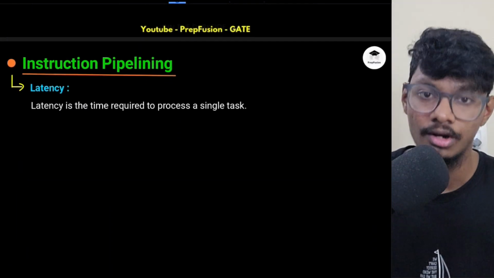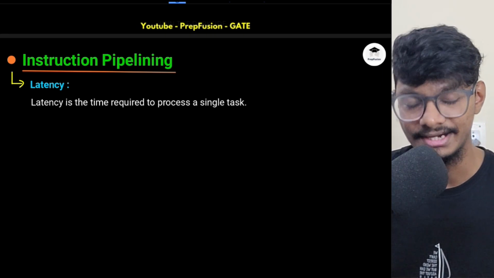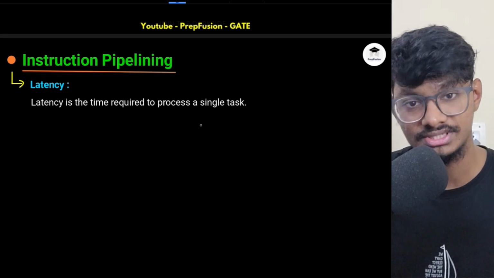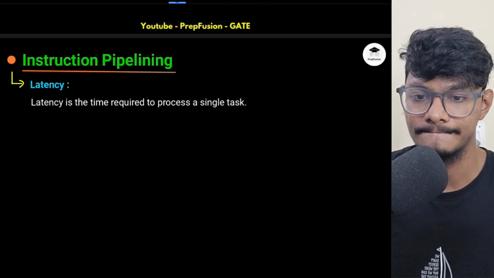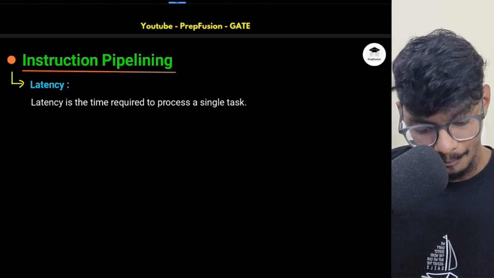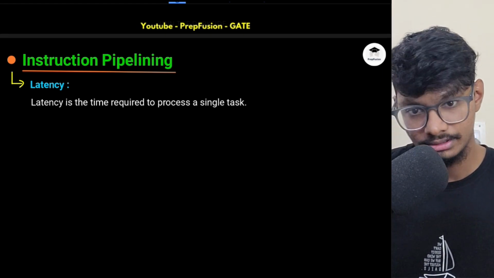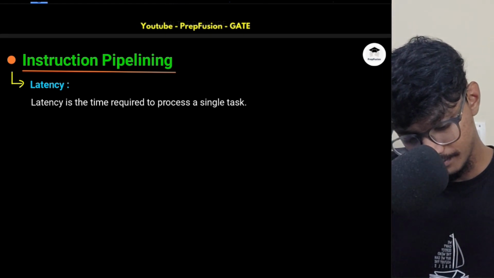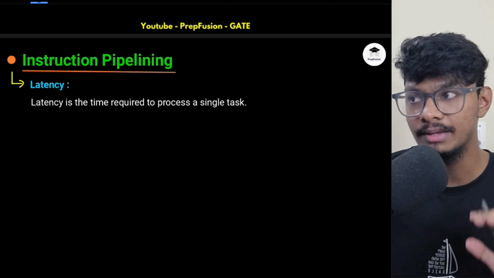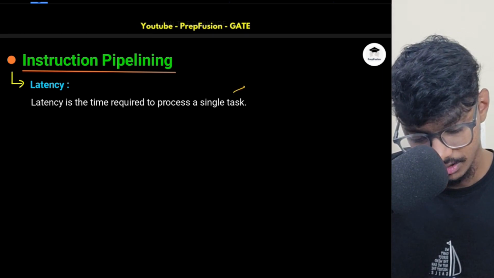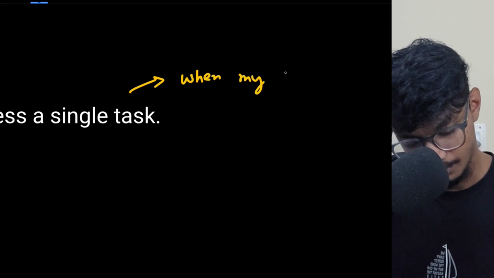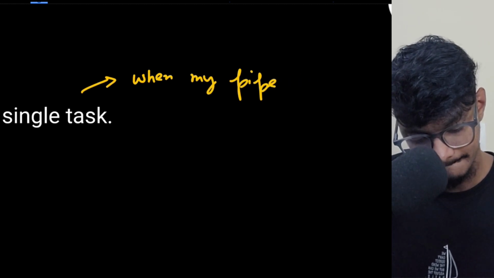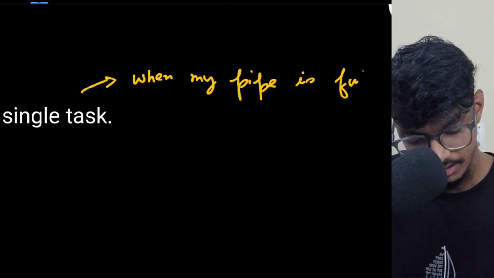Now there is another term known as latency. What is latency? Latency is the time required to process a single task. How much time does it require to process a single task? My assumption is that I am calculating this latency when my pipe is fully filled.